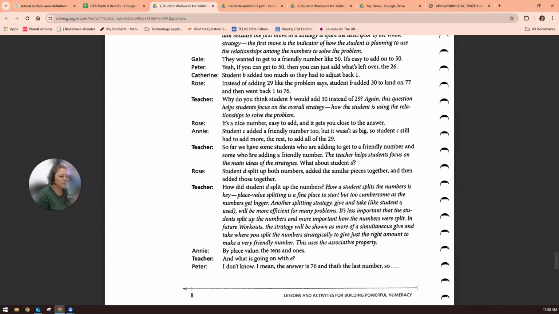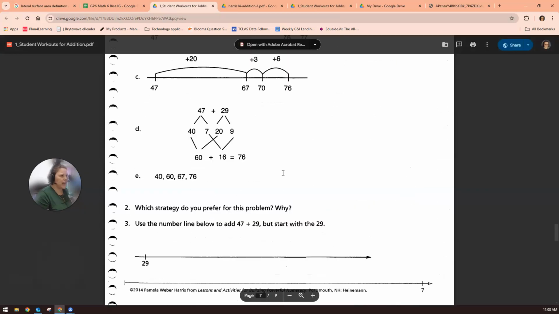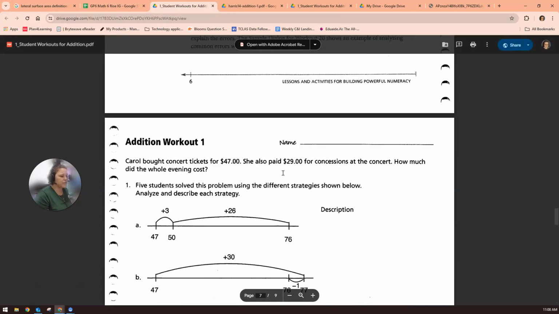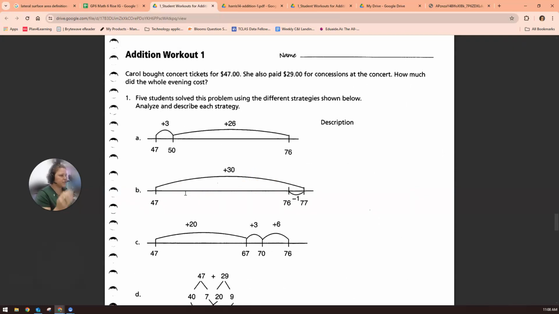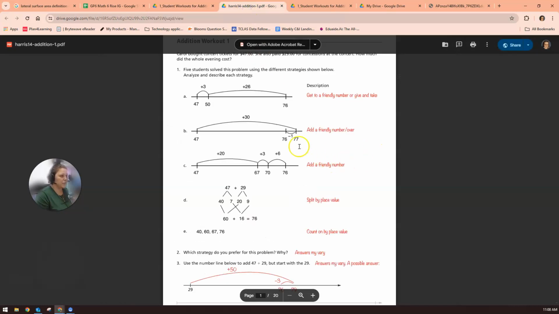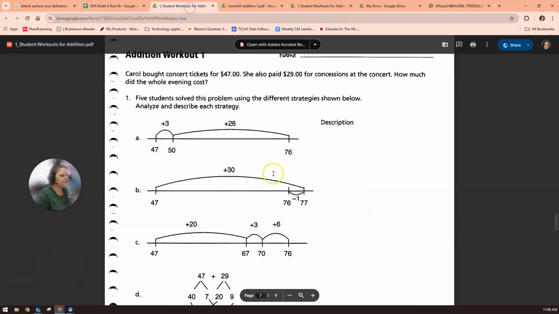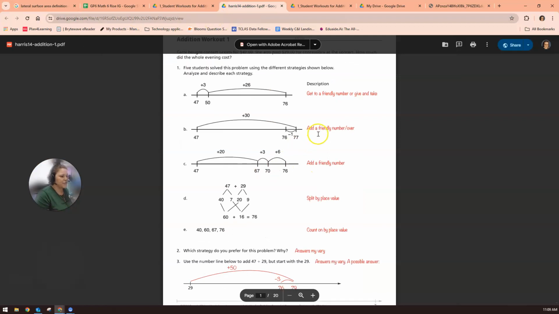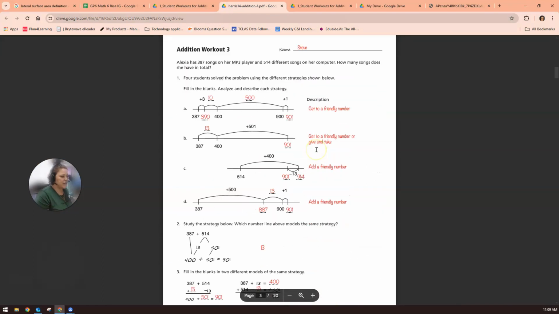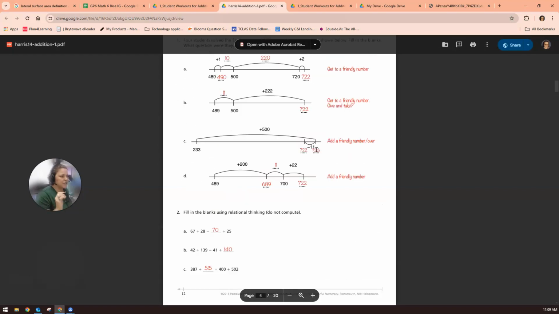So oftentimes it's this vocabulary that helps you think about it, or it's the first parts that students say, oh, well, they added 3 to get to 50. Well, very good. So that's where they're adding to get to a friendly number. And so I've also included the answer key to this. The answer key is linked here in the instructional guides.